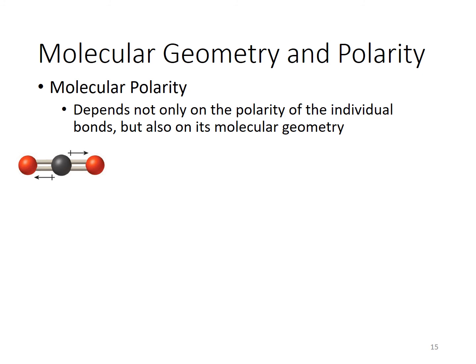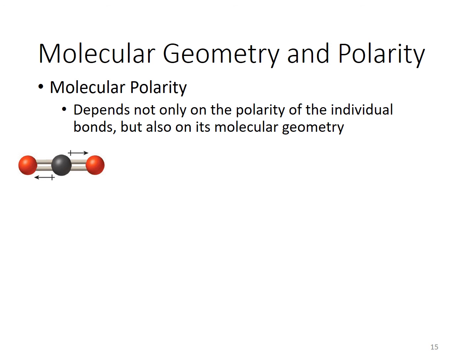All right, lastly, molecular polarity. So this depends not only on the polarity of the individual bonds, but also on its molecular geometry. So we've already determined the polarity of individual bonds. That was based on the difference in electronegativity between the 2 atoms. So carbon and oxygen had a big enough change in electronegativity that we called it a polar covalent bond.